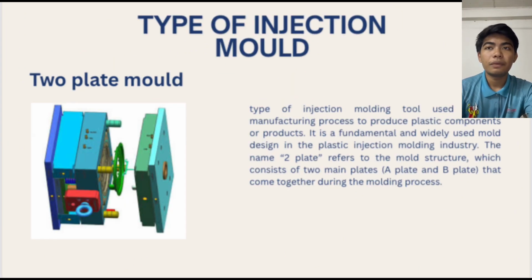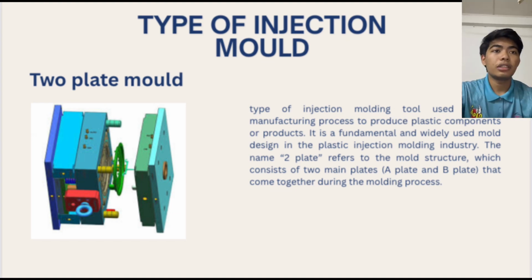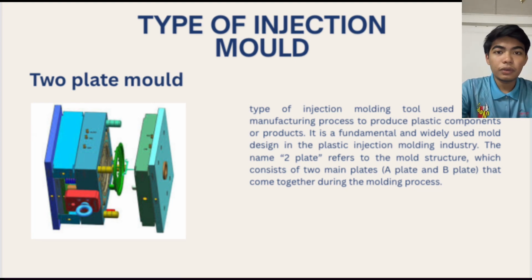And now I present about types of injection mold. First is two-plate mold. It is a type of injection molding tool used in the manufacturing process to produce plastic components or products. It is a fundamental and widely used mold design in the plastic injection molding industry. The name two plate refers to the mold structure, which consists of two main plates, an A plate and a B plate that come together during the molding process.